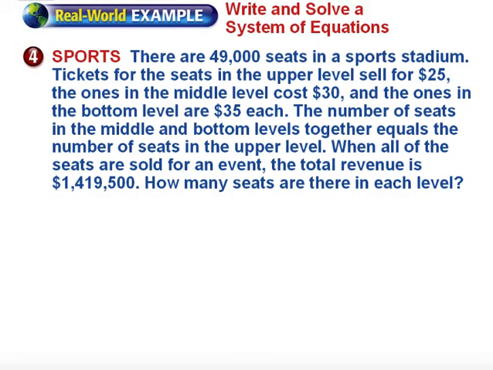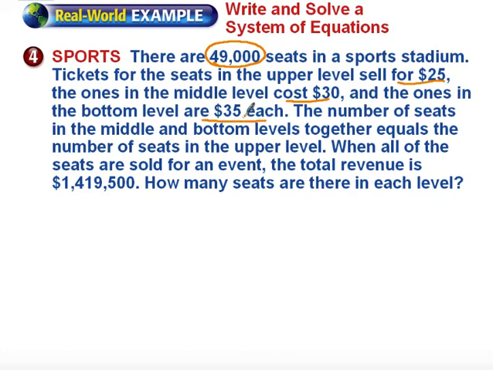Our last example is a word problem. So for that reason, we're going to have to take what's in this problem and write our equations out. All right, so in this problem, we're looking at a sports stadium that has 49,000 total seats altogether. Some of those seats are at the upper level, some are at the middle level, and some are at the bottom level. And you can see that the price for each of those levels are different.